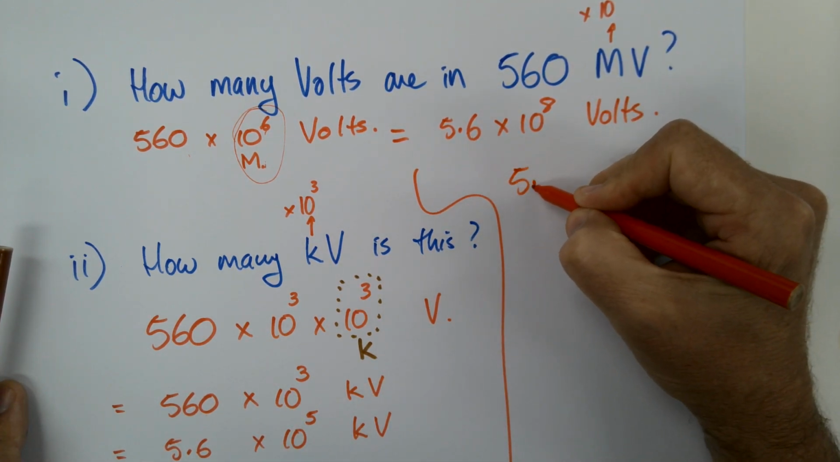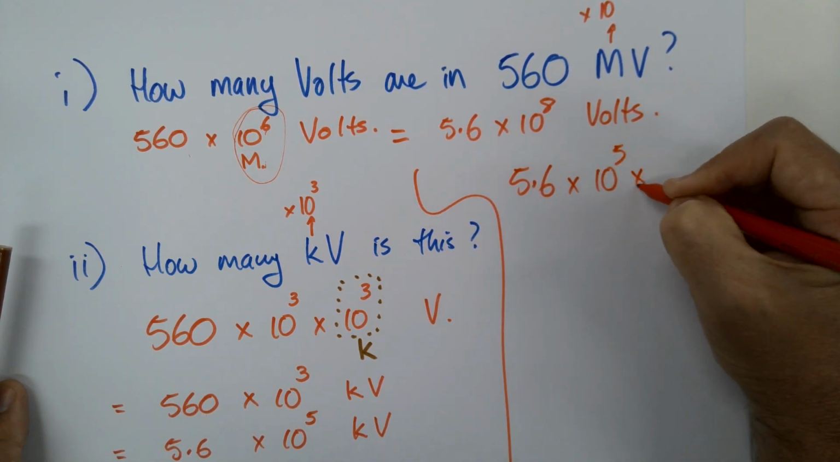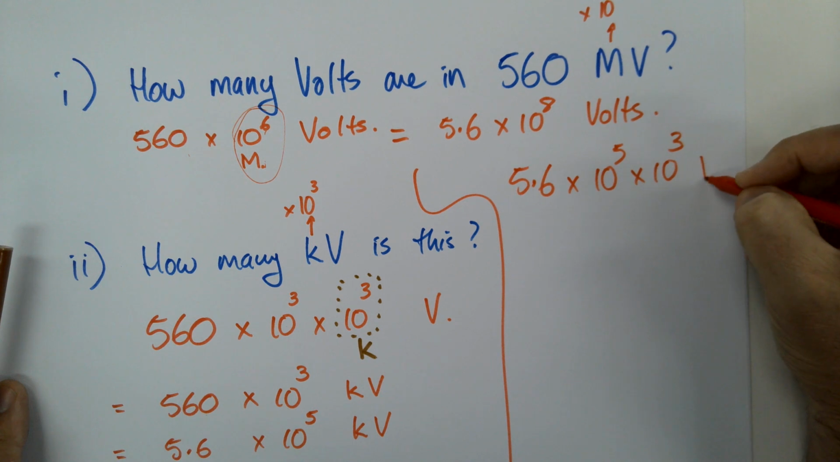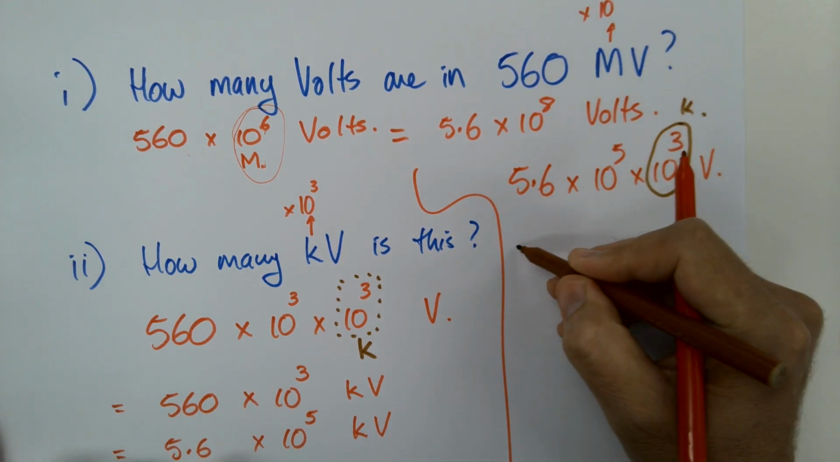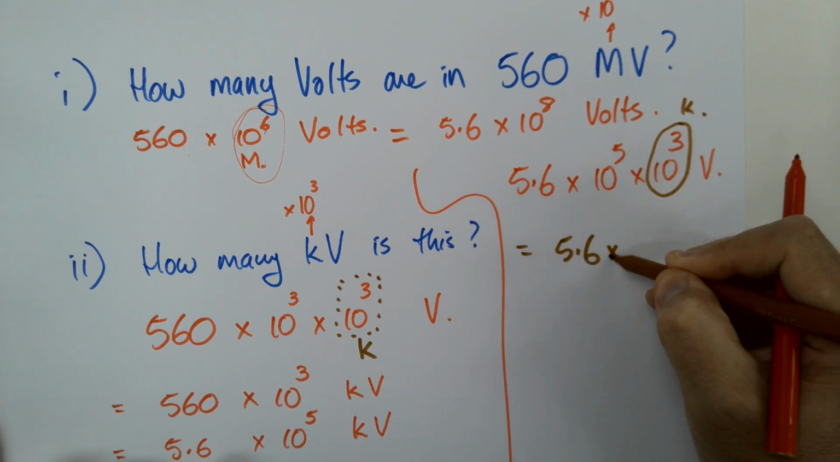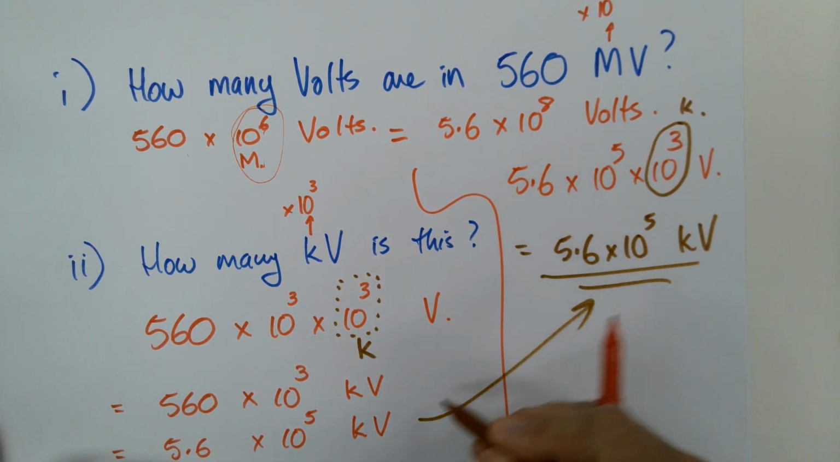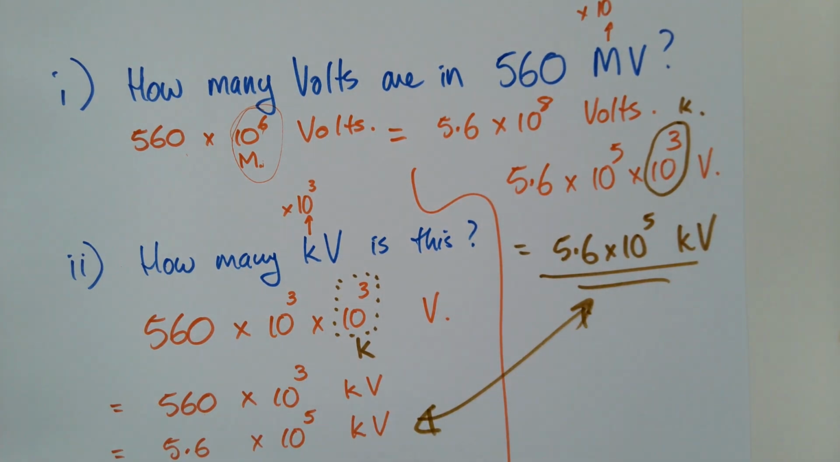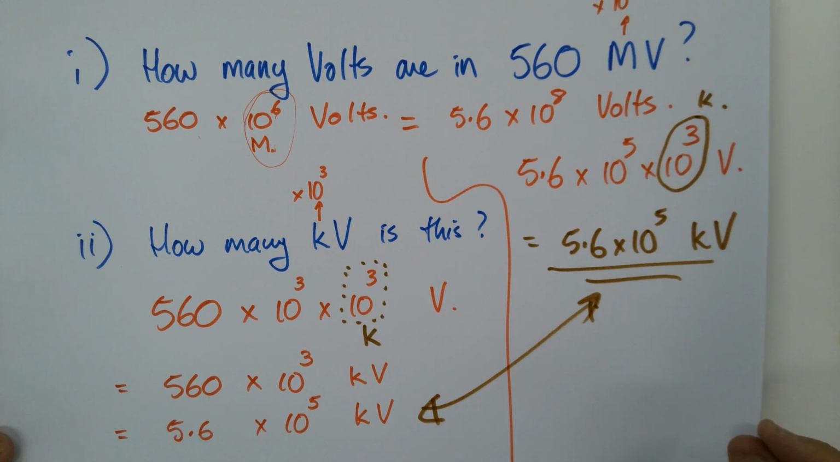So check it out now. That's exactly how we're going to go. 5.6 by 10 to the 5 times 10 to the 3 volts. That's my kilo. 5.6 by 10 to the 5 kilovolts. Done. Same. Okay. All right. That's how you do that.